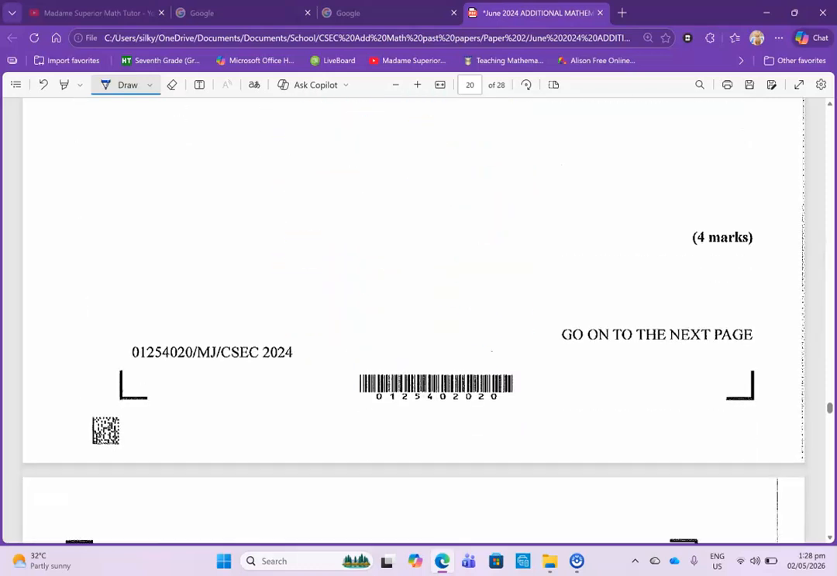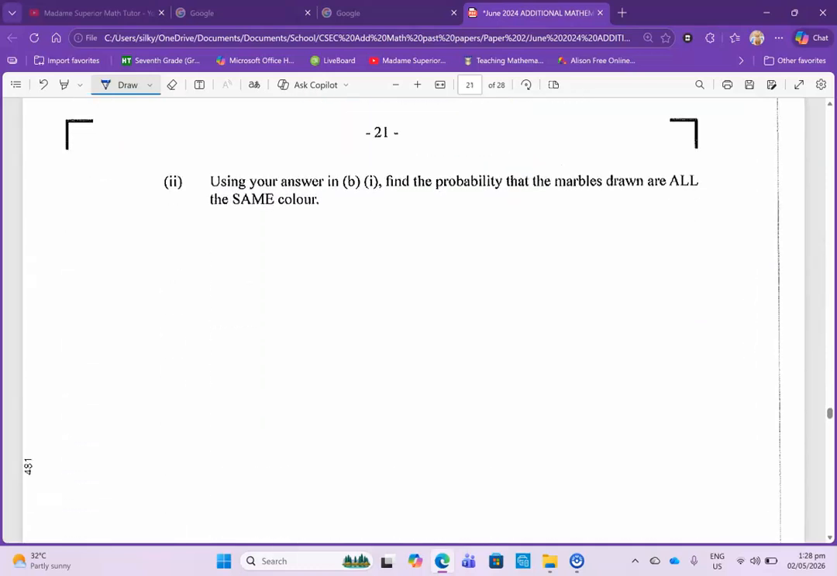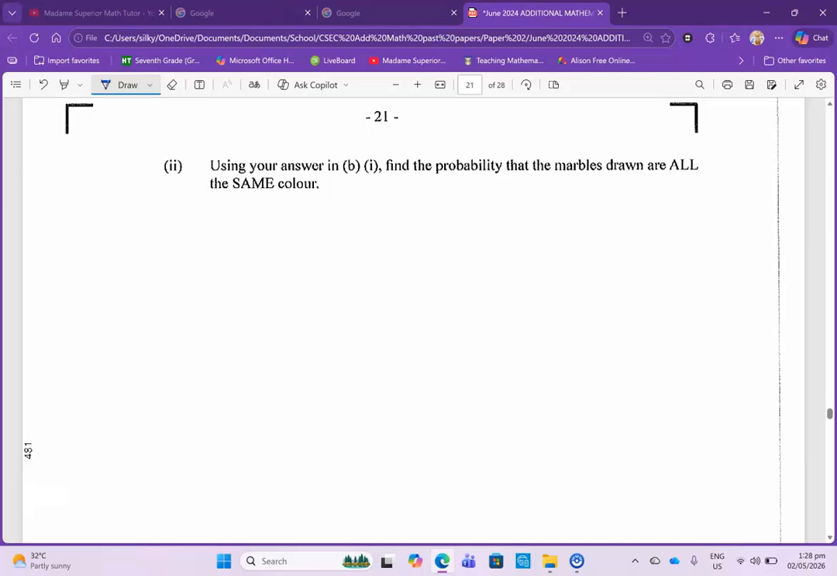So let's see what part 2 is. Using your answer in part B, part 1, find the probability that the marbles drawn are all the same color. So for the marbles to be all the same color, then we could pick 2 red or 2 black. So let's find the probability of those combinations.